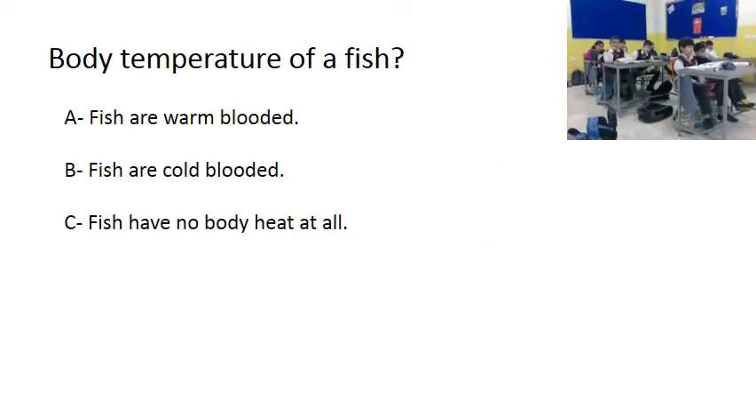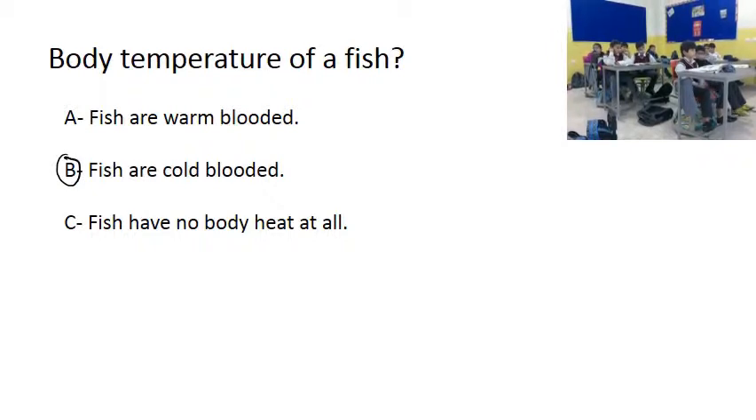Jad, can you read this again, please? Body temperature of a fish. Which one is the correct answer, Jad? B, they are cold-blooded, okay? Like we said, because the fish don't have a body temperature of their own, they take the temperature of the surrounding environment, like the sea water or the river water, okay?